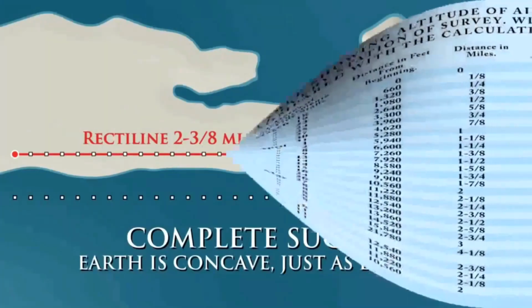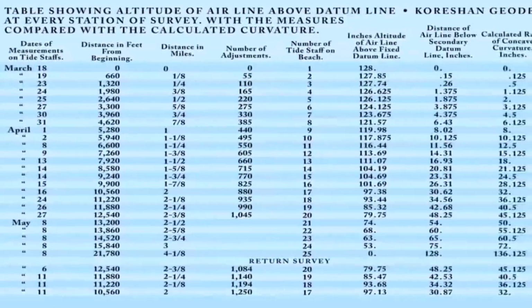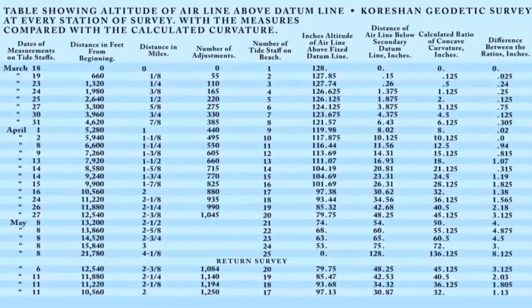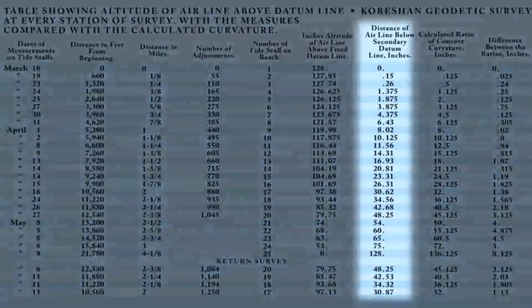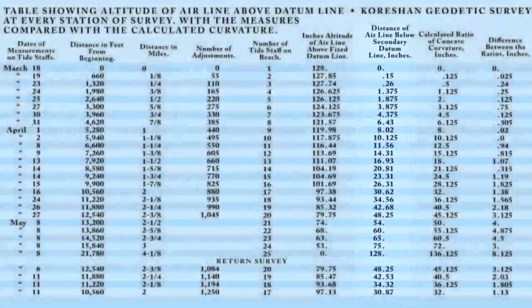And the data speaks for itself. It wasn't tampered with. Even Simonek admits it appears genuine. And you begin to really see the lopsided victory for concavity when you take the numbers from the column distance of airline below secondary datum, or the amount in inches of deviation every 1/8 of a mile, and plot them on a graph.